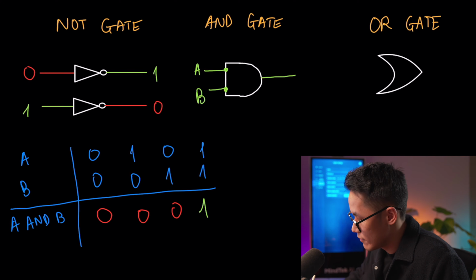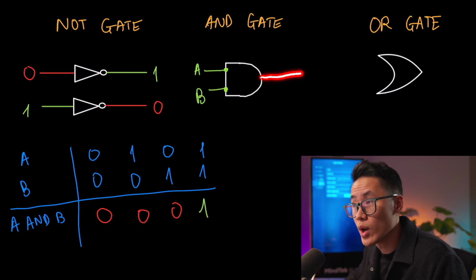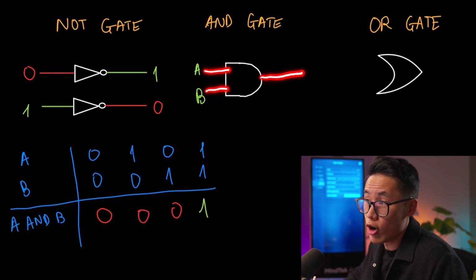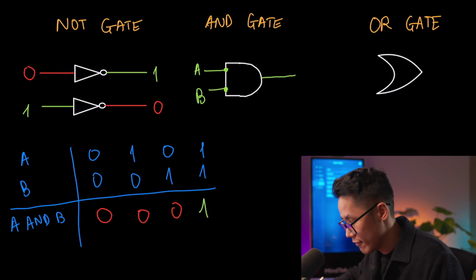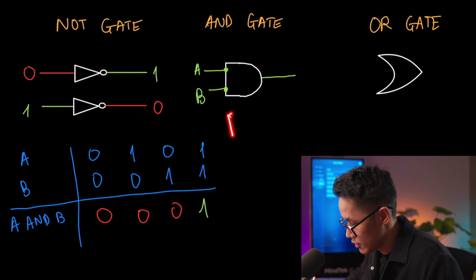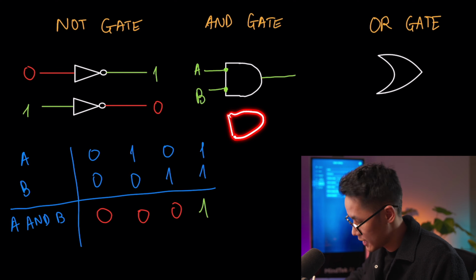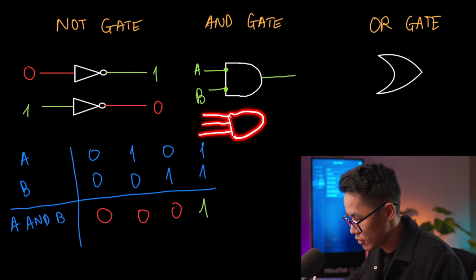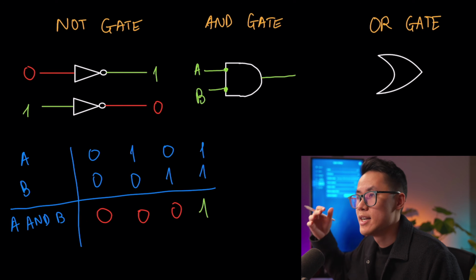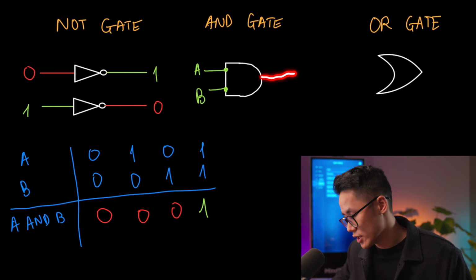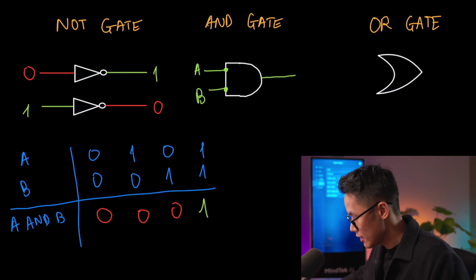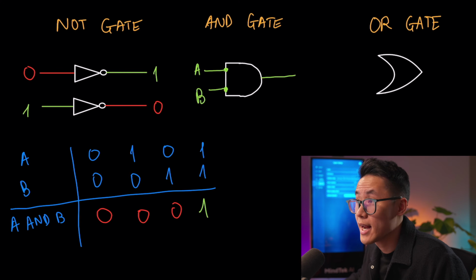Because the only time the output of the AND gate is 1 or is on is when all of the signals are on. Right now I have 2 inputs to the AND gate, but later on you can use multiple inputs for the AND gate. It can have multiple inputs, not just A and B. And it works in a similar way. The only time the output is 1 is when all of the inputs are on. Now that is a good way to think about the AND gates.